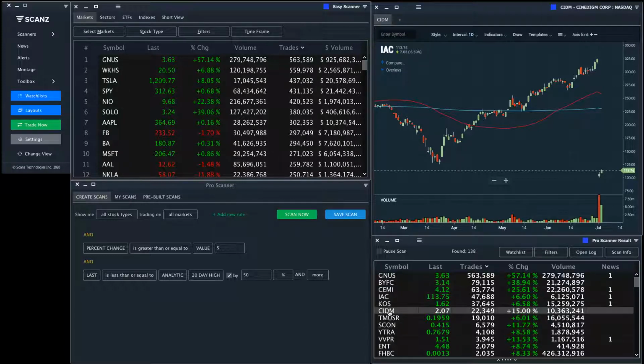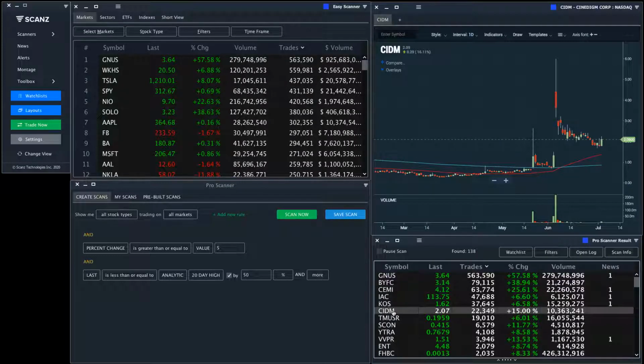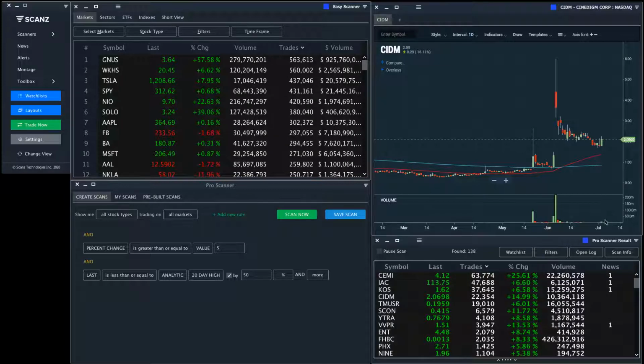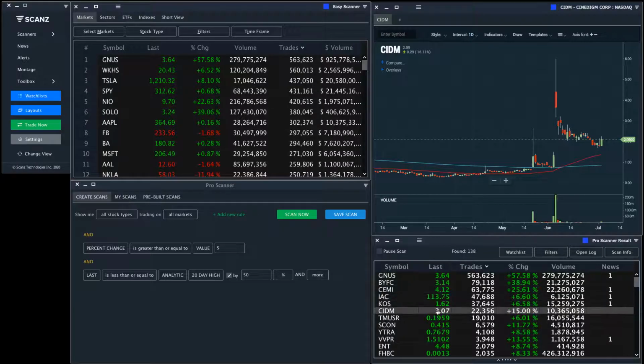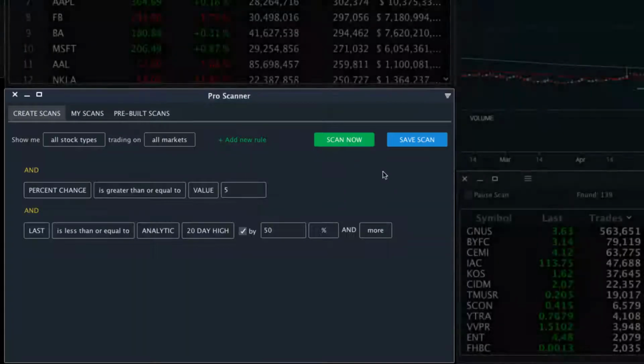Let's look at some more. CIDM is actually a pretty good example of a stock that looks similar to GNUS. The stock ran up quite a bit and pulled back, and now it's making another nice move. We'll have to see if it continues, of course, but this is a good result. An interesting thing about this one as well is the stock volume's a bit lower than some of the other ones. So CIDM is trading 10 million shares, which isn't bad, but GNUS was trading 280 million shares. So we might want to add a volume filter to our scan.